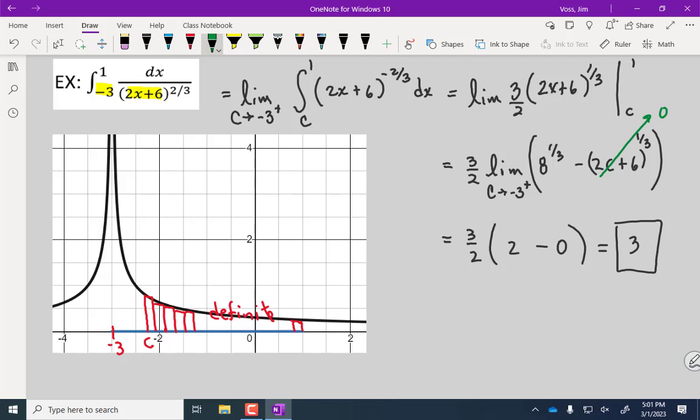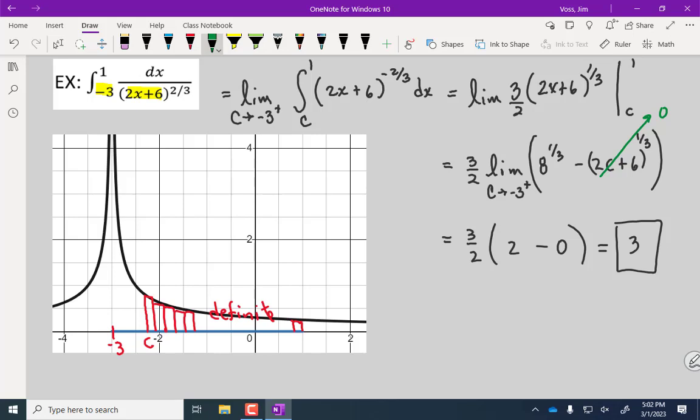No, because we're stopping at 1. Oh, okay. So it's -3 over to 1. This whole area in here is going to be 3. Now, if you went out to infinity here, this tail is going to be infinite though, because we've got the whack-a-mole thing.